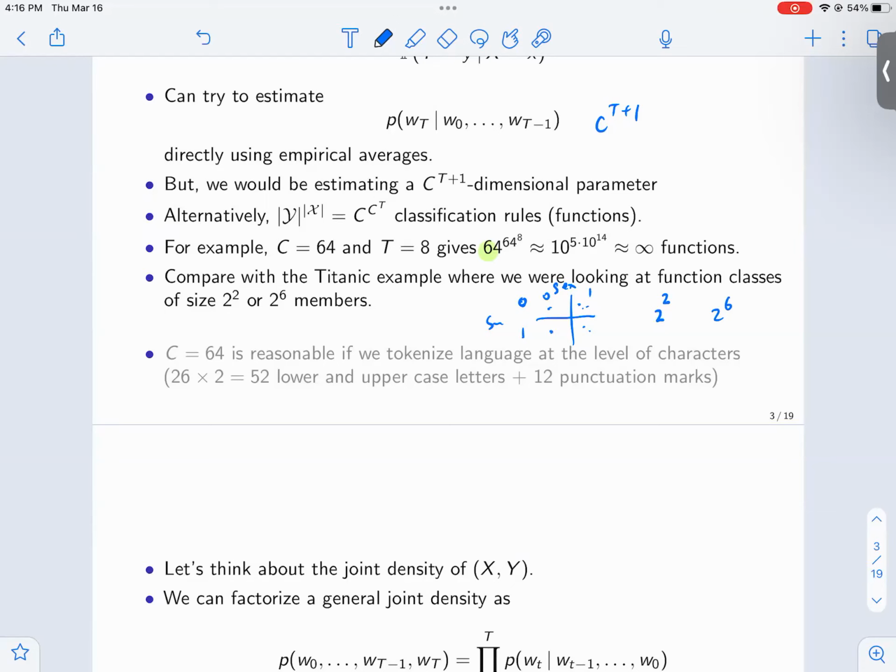So you have to somehow reduce this complexity. That's the difficulty. So far, so good? It's a discrete prediction problem, but the parameter space, or the space of possibilities, is too big without any constraints. So far, so good.